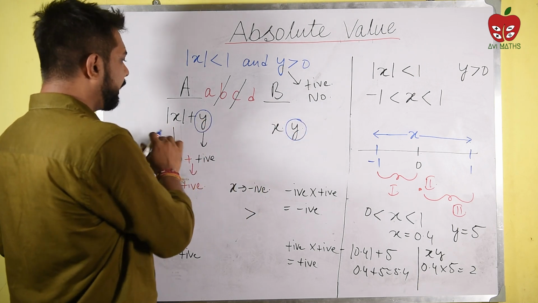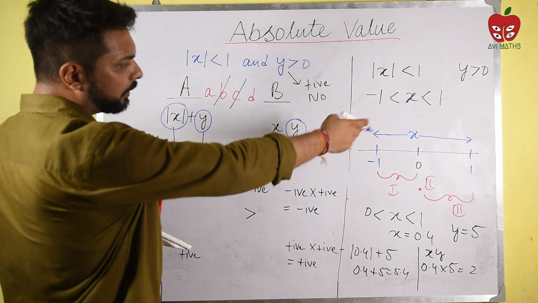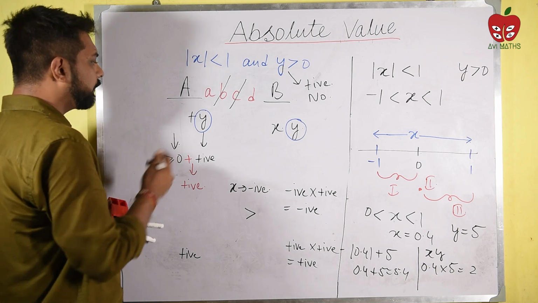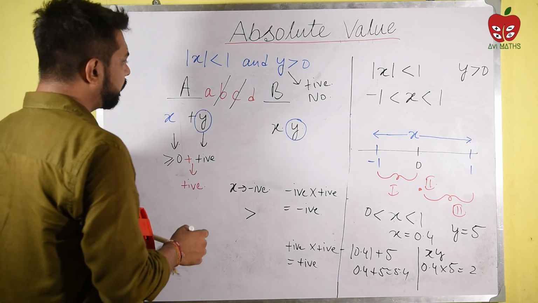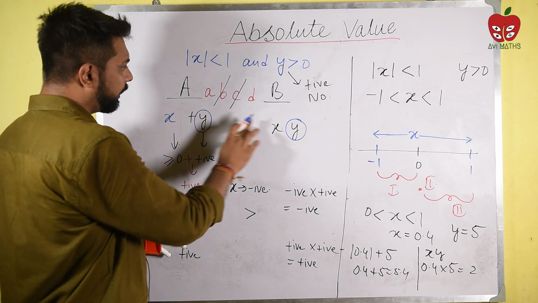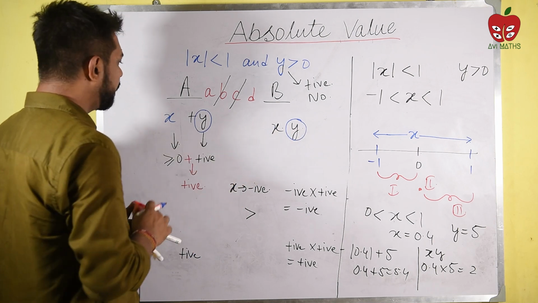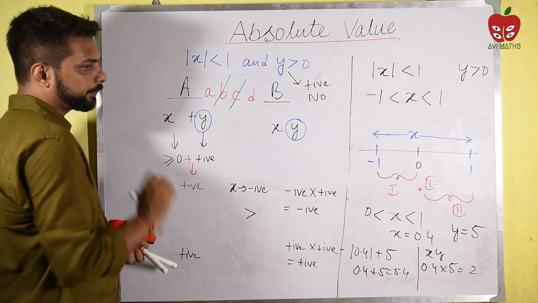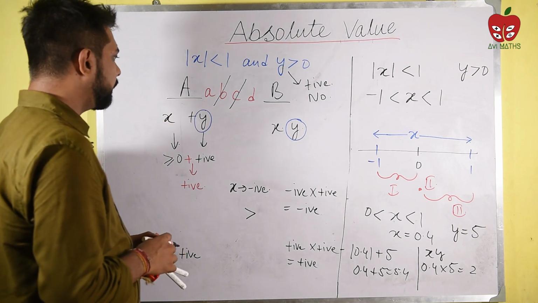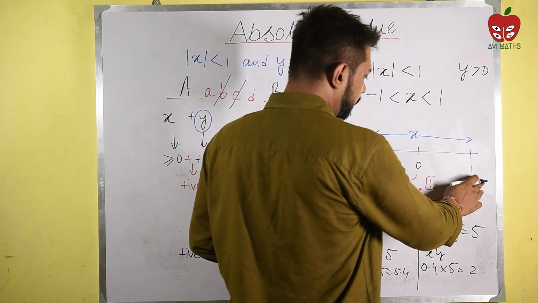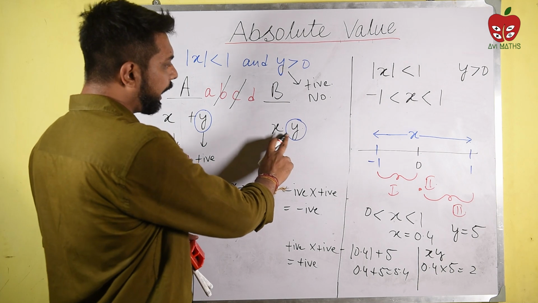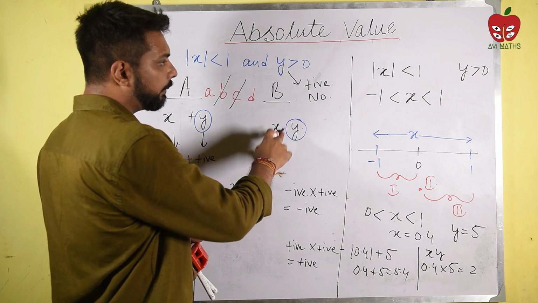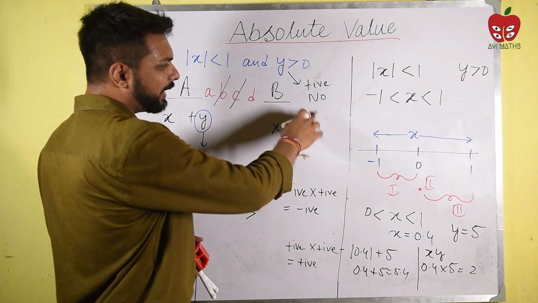On the left hand side you are adding some value, and as x is a positive number because it is from 0 to 1, I can replace mod x with x, no issue, because we know that if the input is positive, then the mod x value will be x. So on the right hand side I am multiplying x with y, whereas on the left hand side I am adding x with y. The only thing you have to understand is that x value is from 0 to 1.